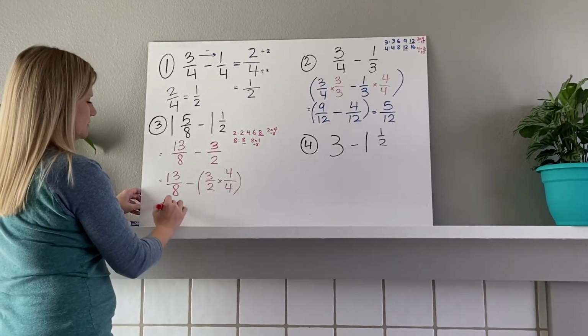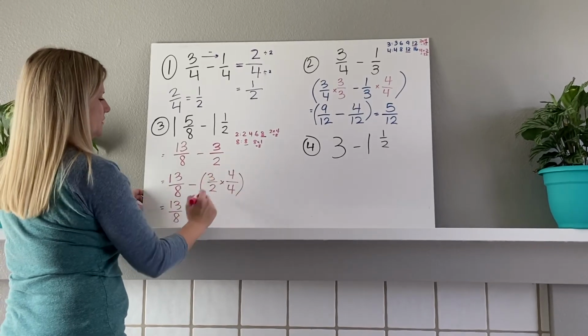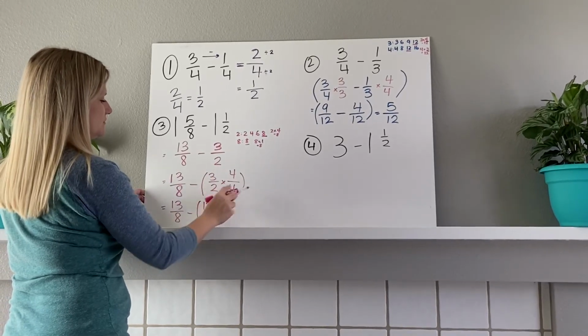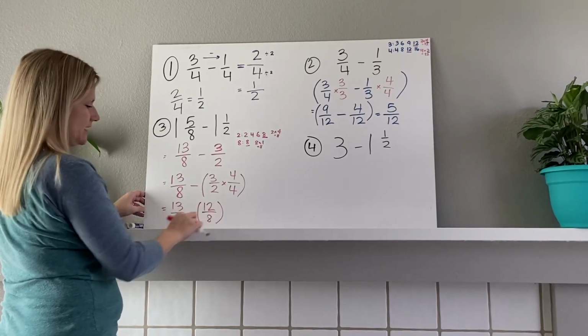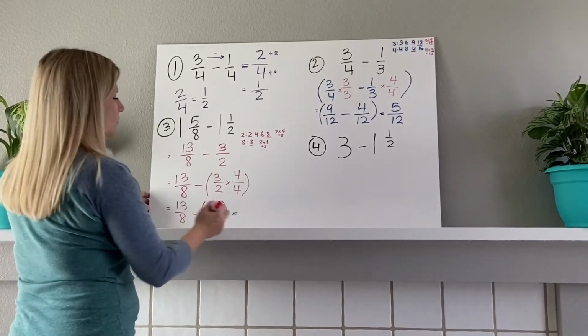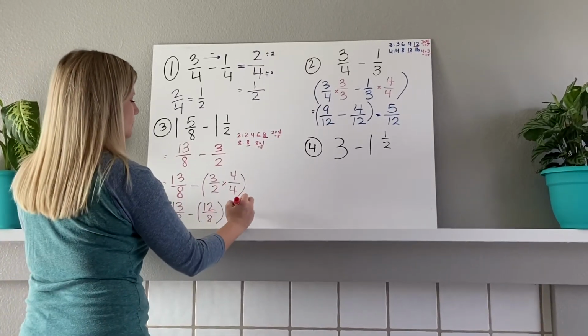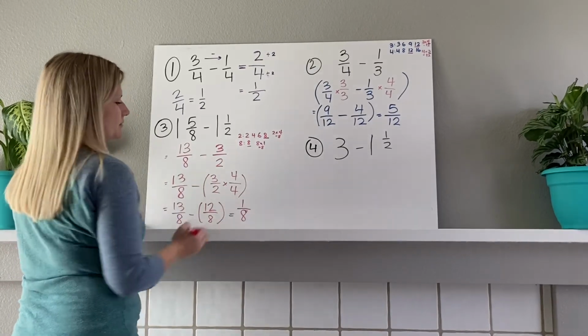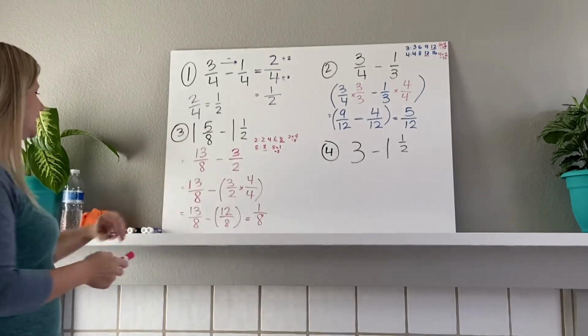So we'll go through and solve now. 13/8 minus 3 times 4 is 12. 2 times 4 is 8. So now we can go ahead and subtract because we have a common denominator of 8. We only change the numerator. So 13 minus 12 is 1, and our denominator remains the same as 8. So your answer for this is 1/8.